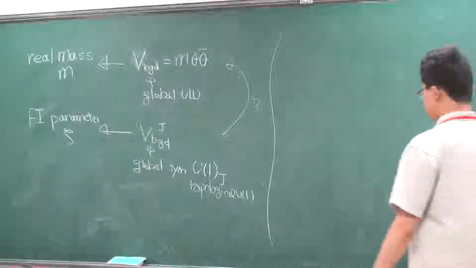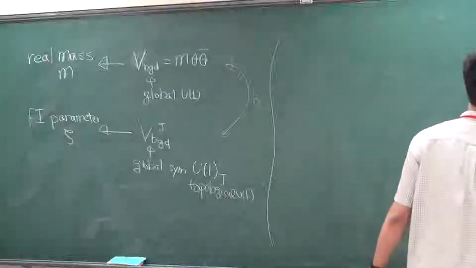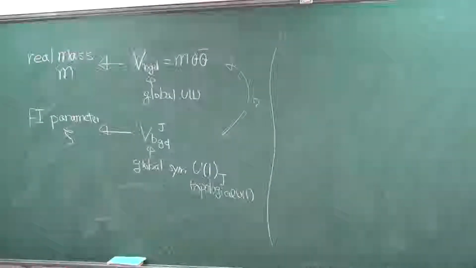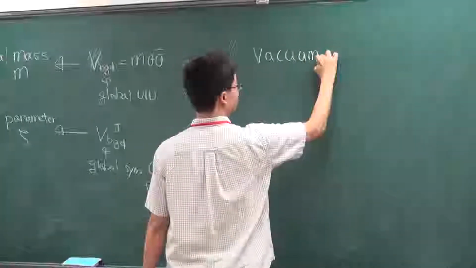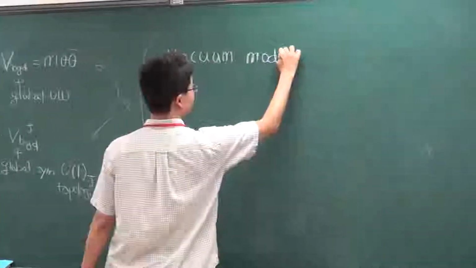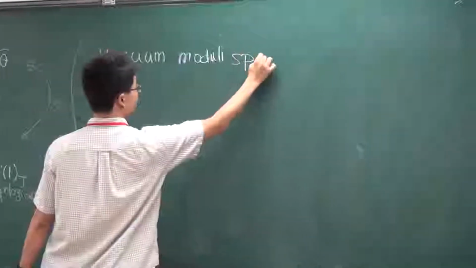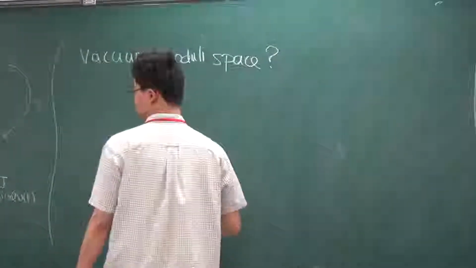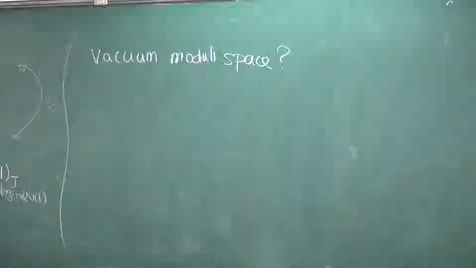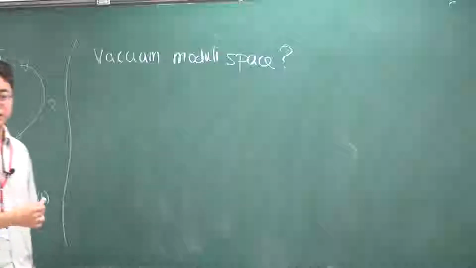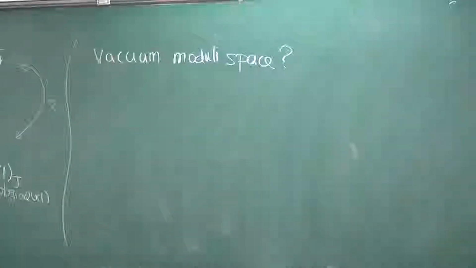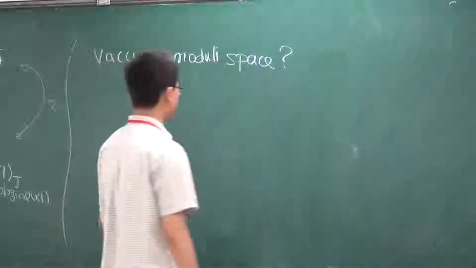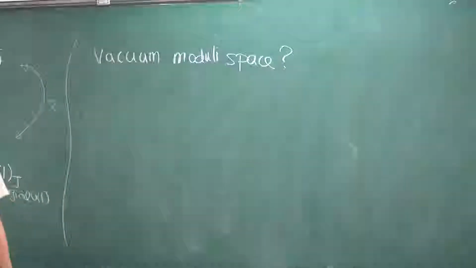So, the vacuum moduli space. I'm going to discuss the vacuum moduli space because it's one of the ways to see the duality. In fact, that was the original argument to see the duality. Now, in the vacuum moduli space, it's known that there are two branches. And the reason is the following.